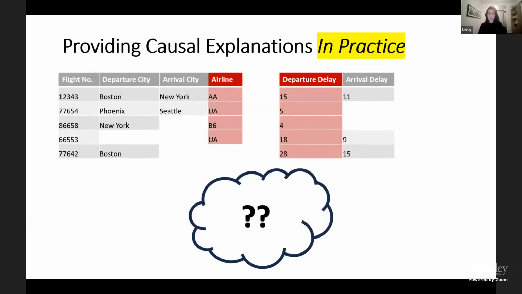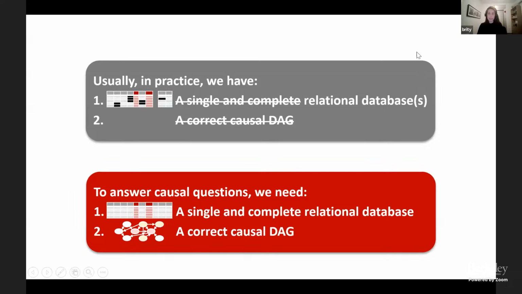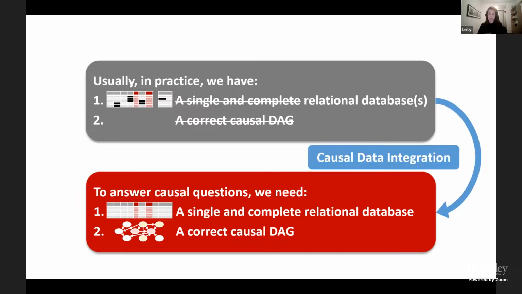But what we have in practice is an incomplete dataset, possibly with a lot of missing variables and no causal DAG at all. So the purpose of causal data integration is to bridge this gap: we want to answer a causal question, but we have an incomplete view of the world and no causal DAG. To get this causal DAG and this complete dataset, we can do it manually, but it takes a lot of time and effort. What we offer with causal data integration is an automatic tool to do those two steps at the same time.